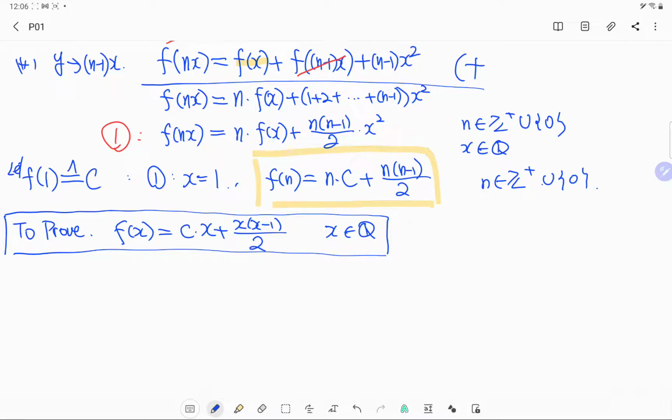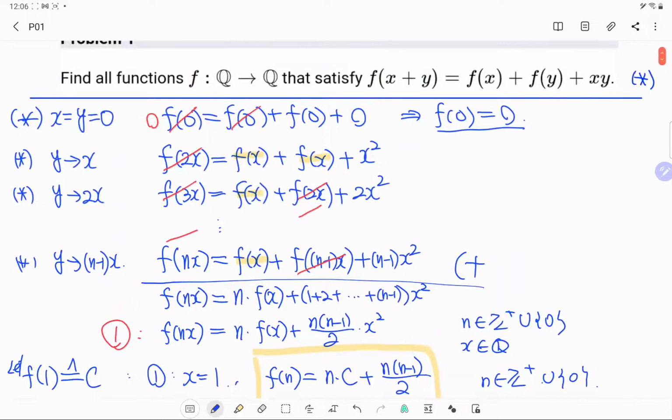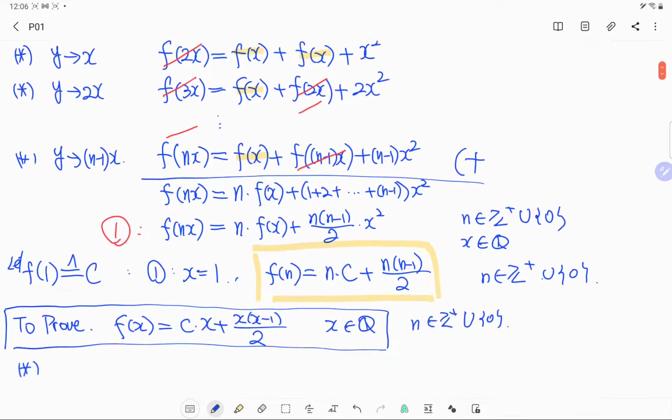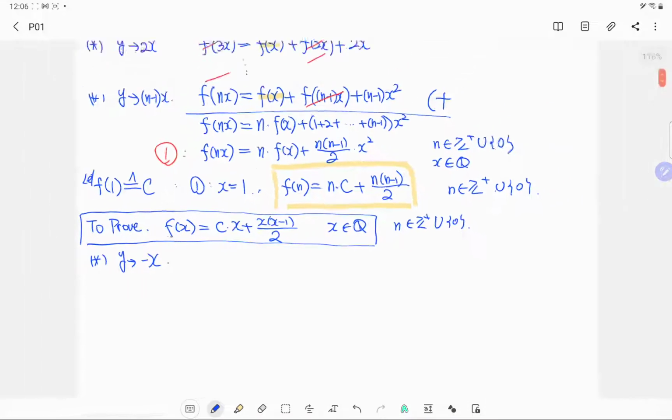So now n being a positive integer or 0, I already proved. So the next step is whether we can prove it for negative integers. The next step is to use the original expression. We just plug in y equals minus x. Y, we change it to minus x.